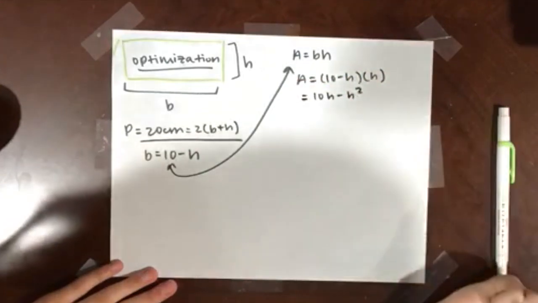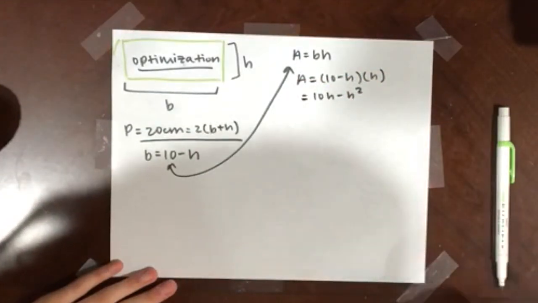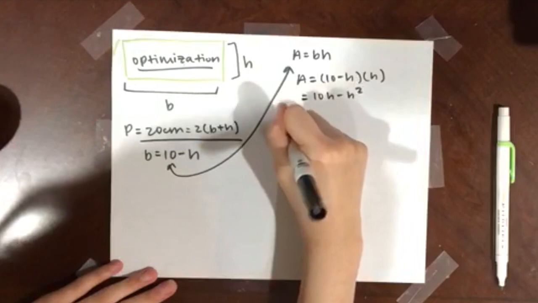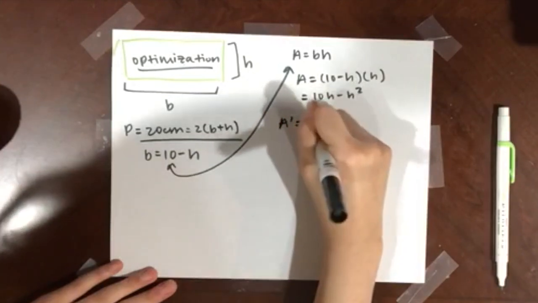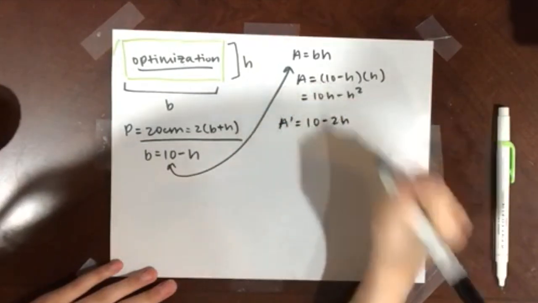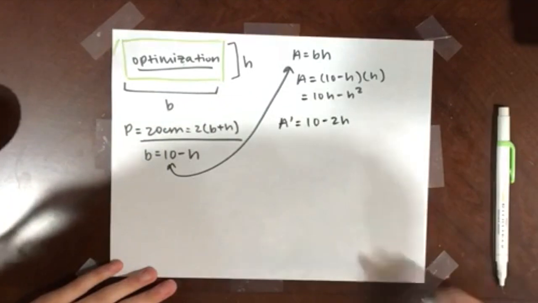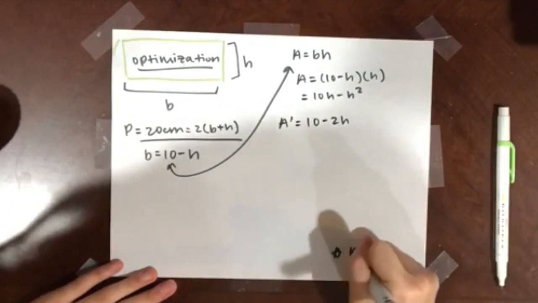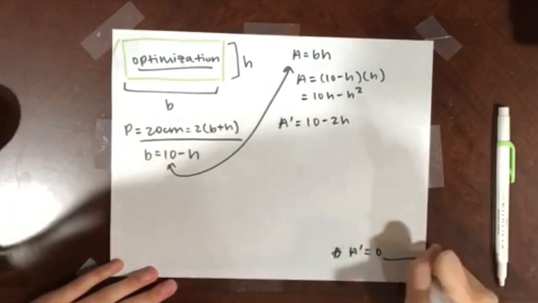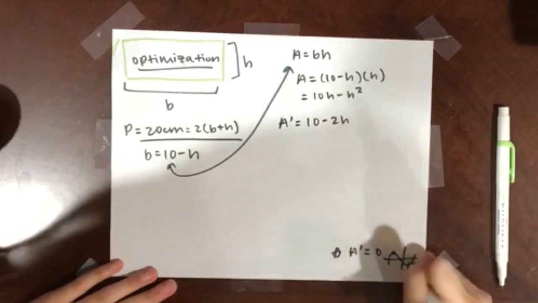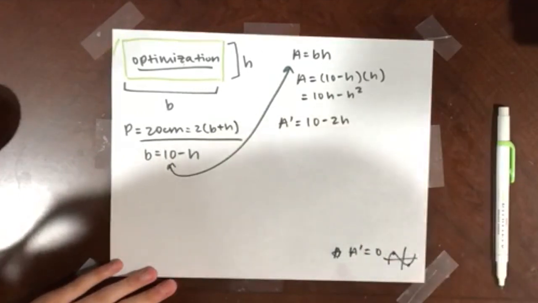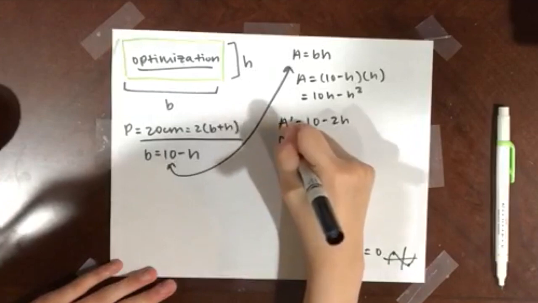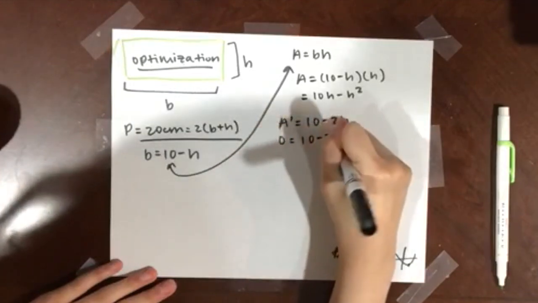By using the power rule, the derivative of the equation with respect to h is A prime equals 10 minus 2h. If the derivative of any equation is equal to 0, that indicates that the value at the point is a maximum or a minimum. When we set the derivative to 0, h is equal to 5.